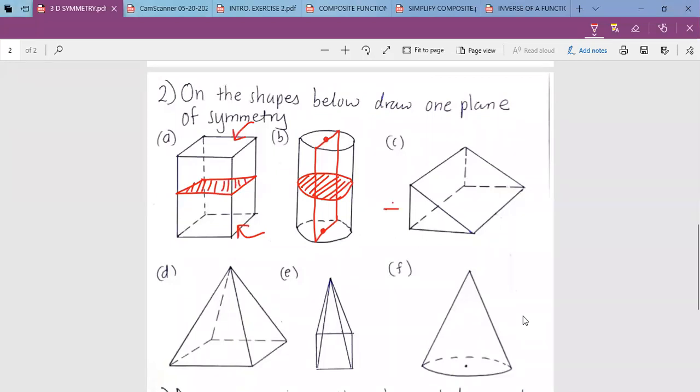The same with number C. Look at the front triangle and look at the behind triangle. Then once you understand those two triangles, also go in the middle and you draw a triangle just like those ones. You draw a line. Also, you draw a line bending till down in the middle. And you do something exactly like those front and behind. That's how you draw a plane of symmetry.